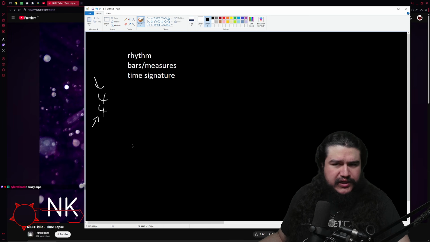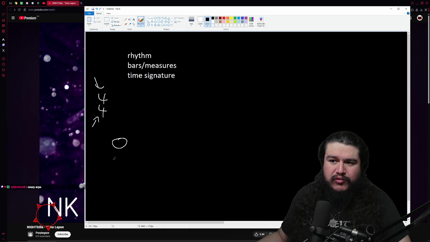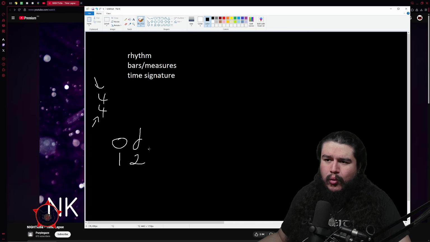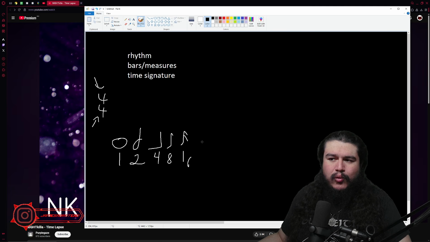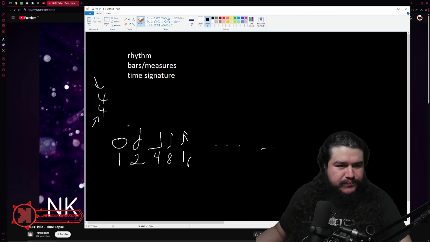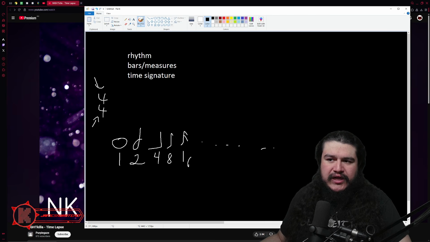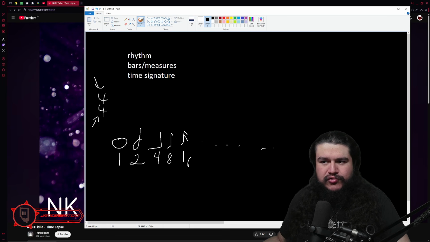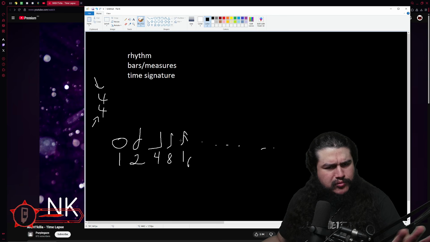So in English, it's pretty easy to remember these, right? Whole notes are represented by number 1, half notes by number 2, quarter notes by number 4, eighth notes by number 8, 16th notes by number 16, so on and so forth. So one whole note contains 2 half notes, 1 half note contains 2 quarter notes, 1 quarter note contains 2 eighth notes, so on and so forth.